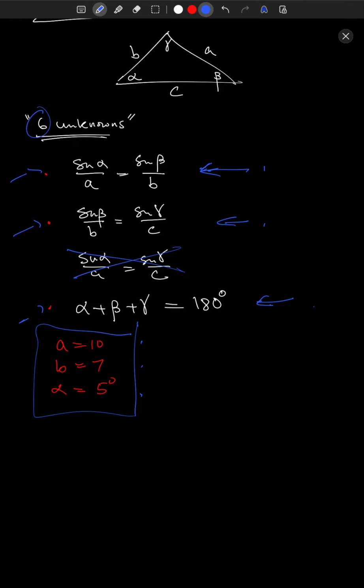All right. If I omit one of these, if I omit alpha equals 5 degrees, I will only have 5 pieces of information. And so then there'll be an infinite number of triangles that have A equals 10 and B equals 7. And of course, we don't really want to talk about a situation where we have an infinite number of solutions, too many.